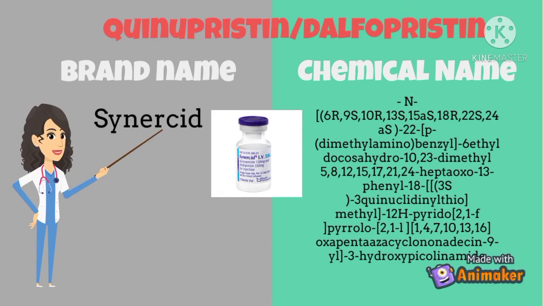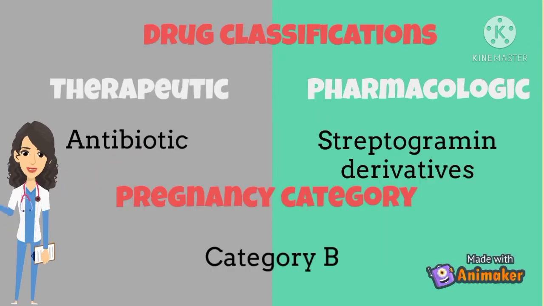My third class is Quinupristin or Daptomycin. My brand name is Seed and my chemical name is a bit complicated. For my drug classifications, for therapeutic, I am an antibiotic. For pharmacologic, I am a streptogramin derivative. For the pregnancy category, I am pregnancy category B.